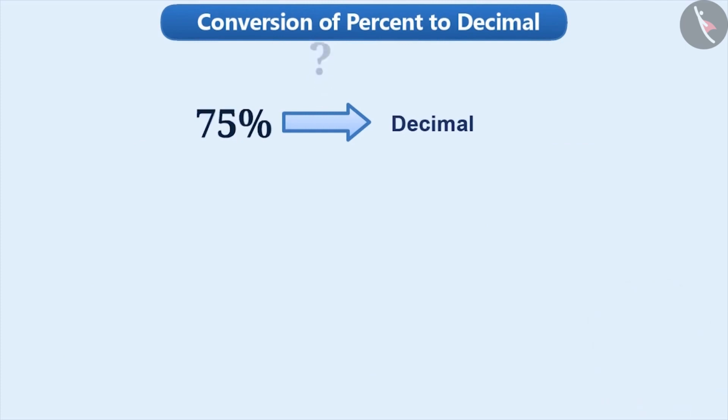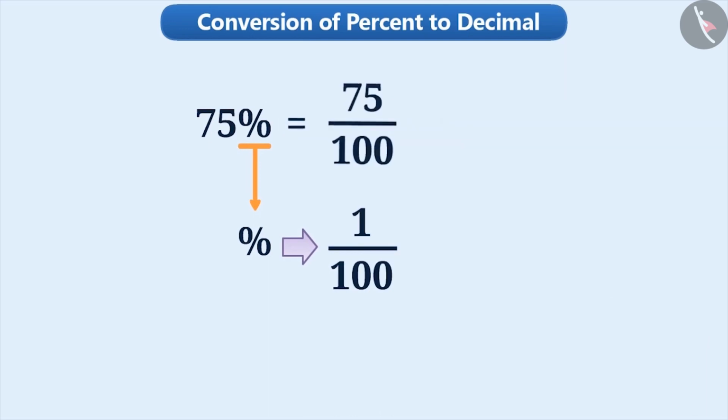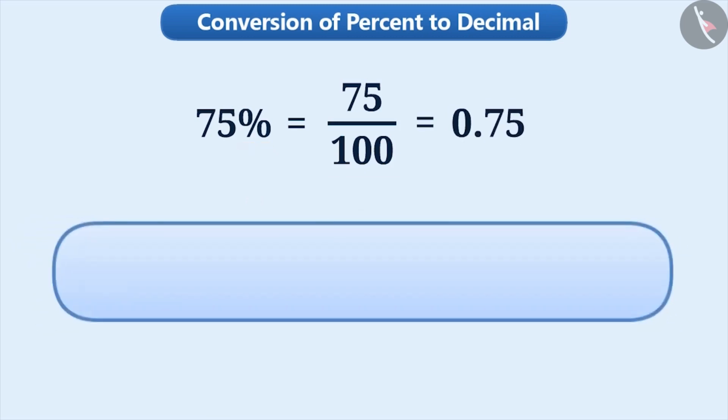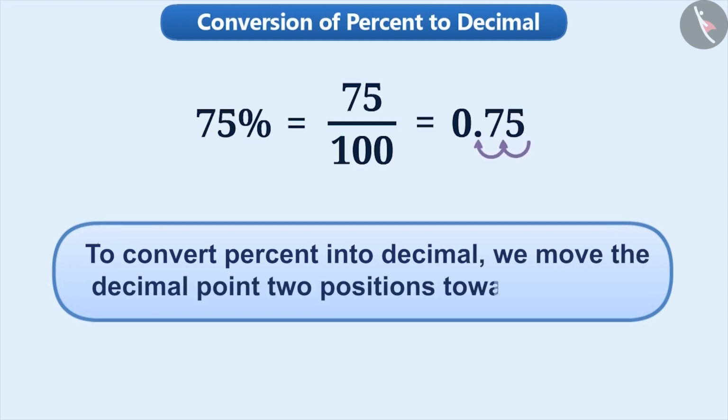You've got it right. If we want to express a percentage into decimal, then in the place of percentage, we will write 1/100. That means we will divide the percent by 100. Here, 75% is equal to 75/100. That means 75 out of 100, which is equal to 0.75. In general form, we can say, to convert percent into decimal, we move the decimal point 2 positions towards the left.